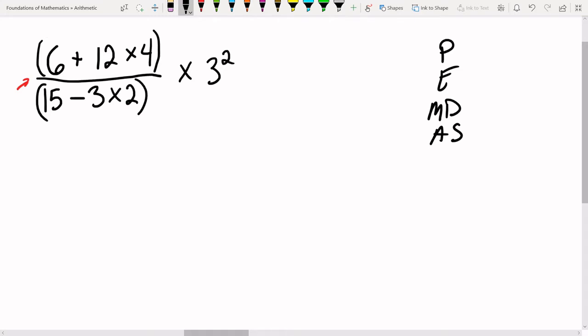So parentheses are first. We're going to look at the top thing and the bottom thing. So let's see, 6 plus 12 times 4. I'm going to look at this one first. Again, we run through order of operations for this quantity here. So is there parentheses in this 6 plus 12 times 4? No. Is there exponents? No. Is there multiplication division? Yes, it's going to be right here, 12 times 4, which is 48. Let me do that in black.